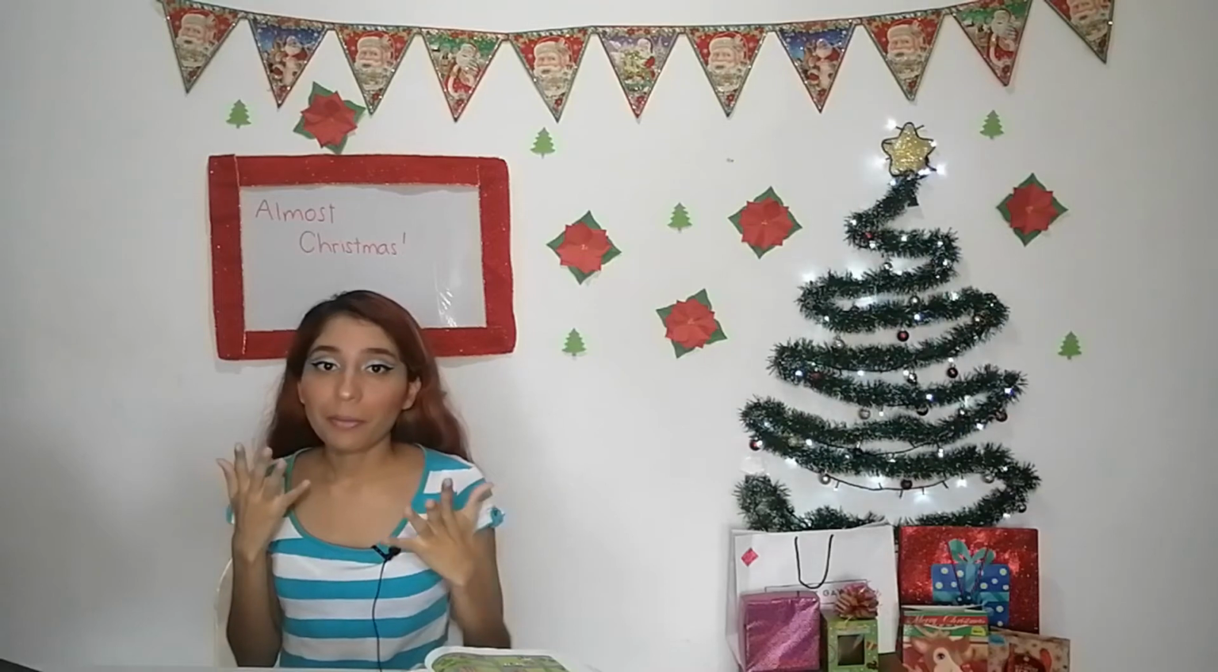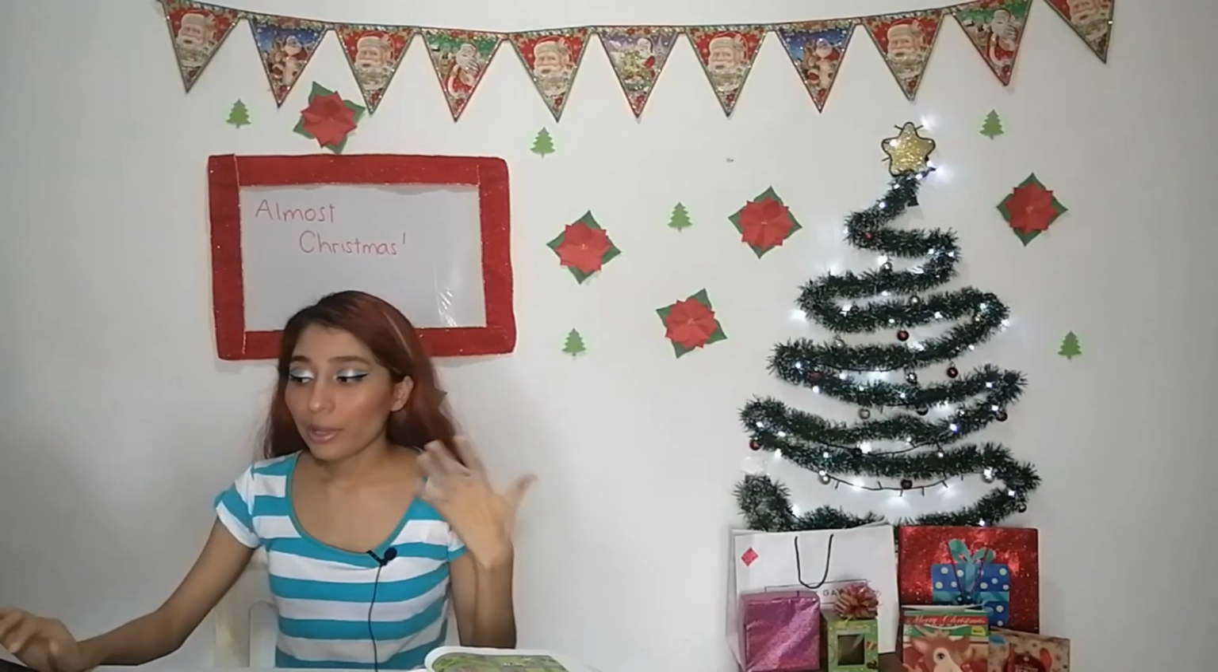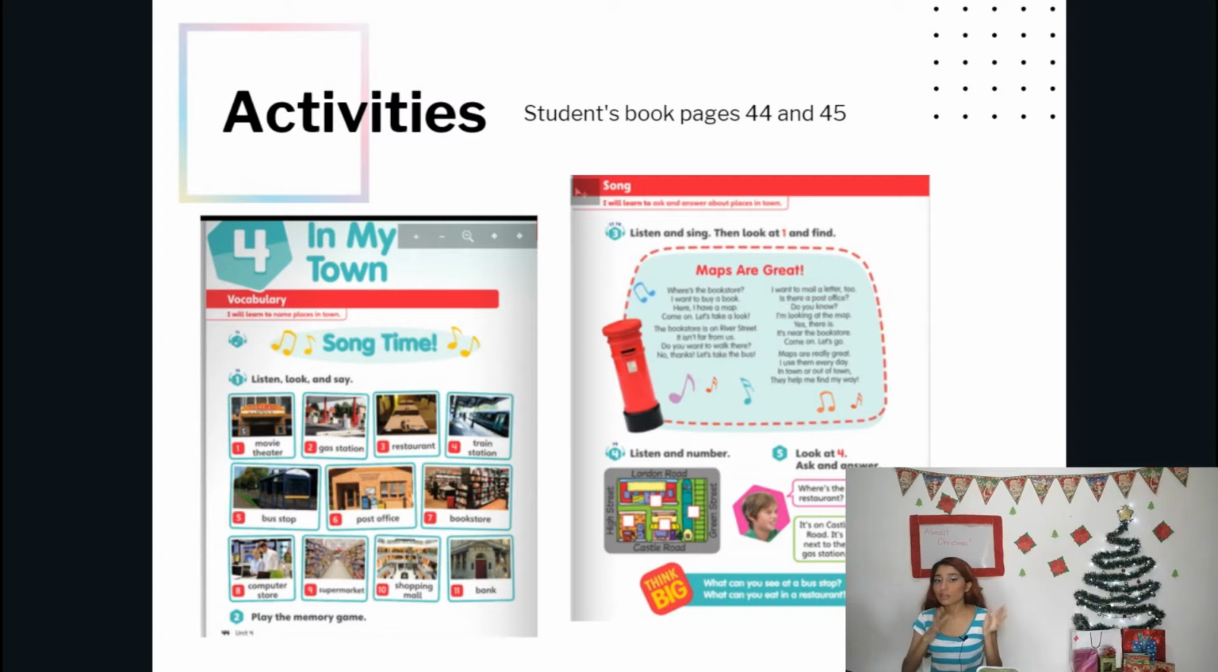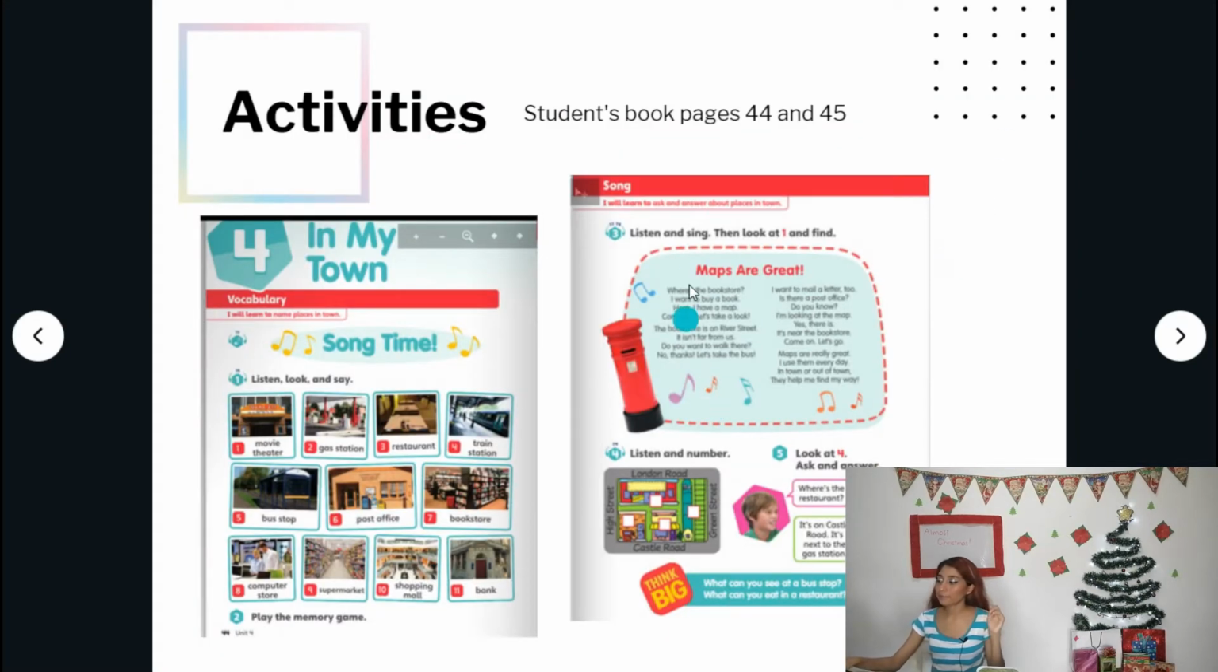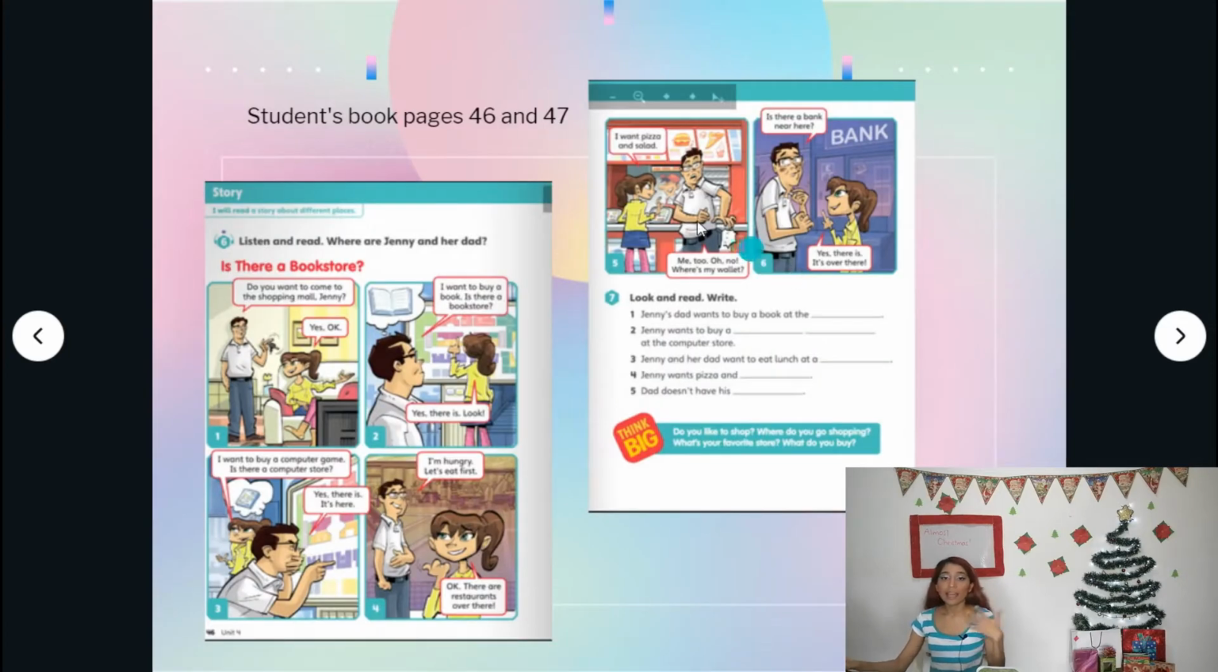As you can remember, we started Unit 4 and it's called In My Town. So we learned about the vocabulary from the unit, and these were the places in town. Some of the places that we have in town, of course, not all of them. So we did activities on pages 45, 46 and 47, and you needed to send this to me.